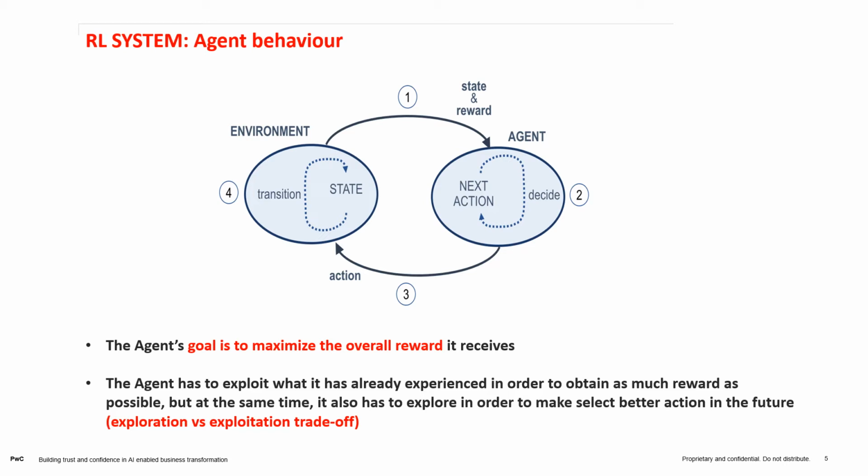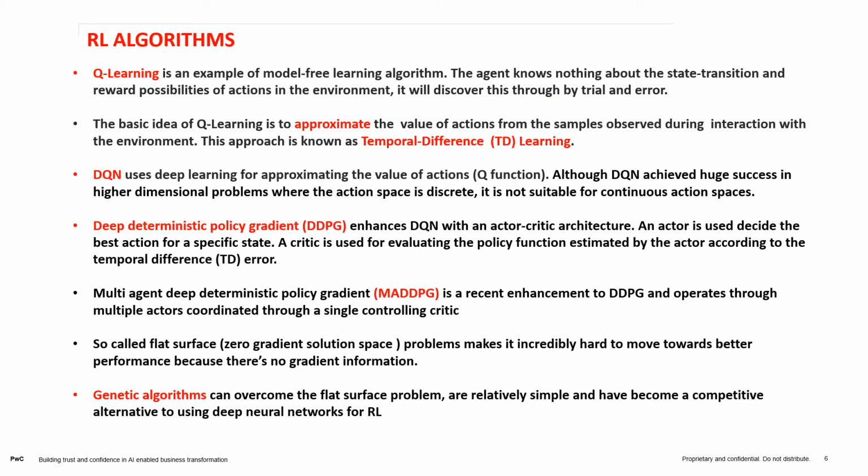When you build an RL model, there's typically a parameter called epsilon greedy, which you can set to control this exploration versus exploitation. In this session, we'll be looking briefly at some of the more popular recent RL algorithms. Of course, it's a large and technical topic, which is outside of the scope of the session.